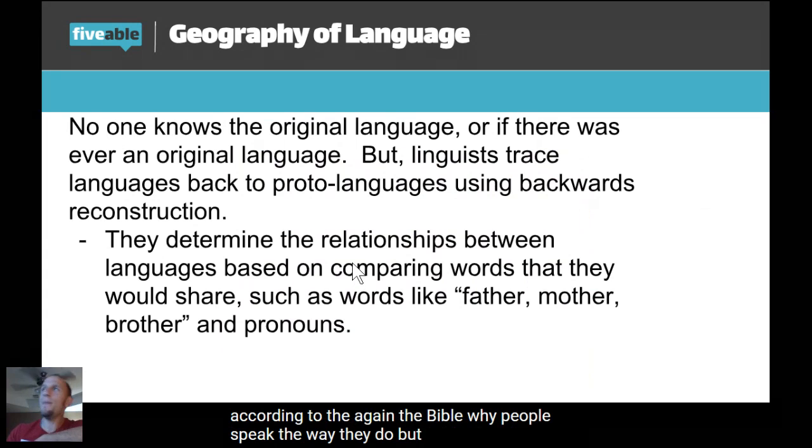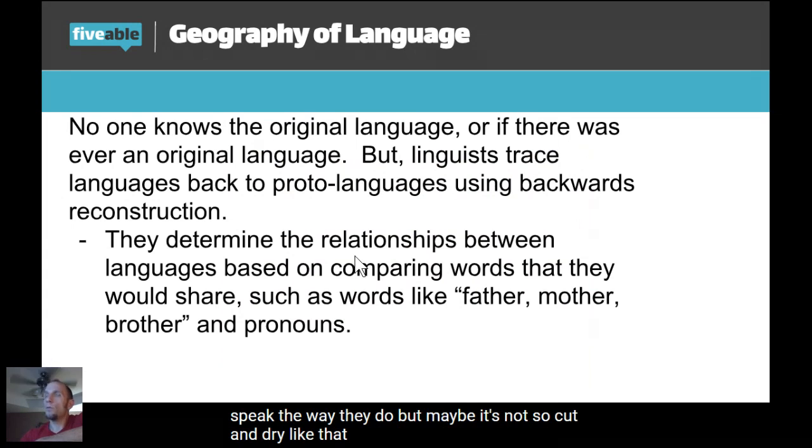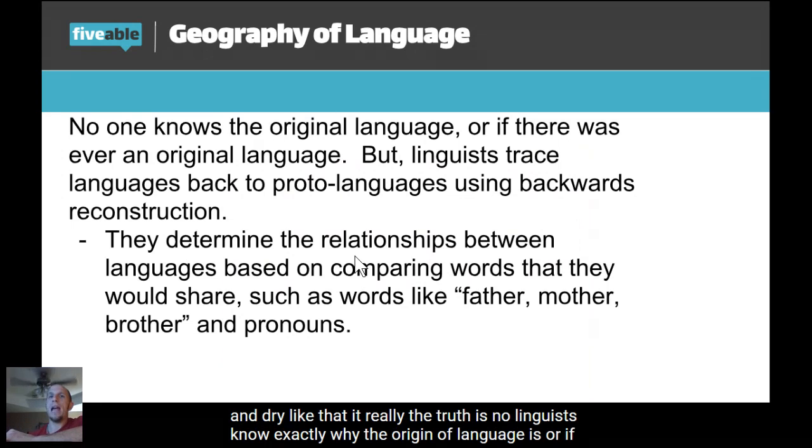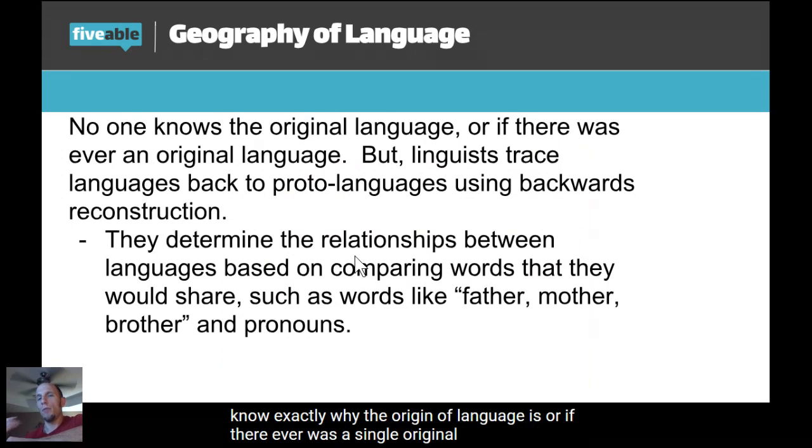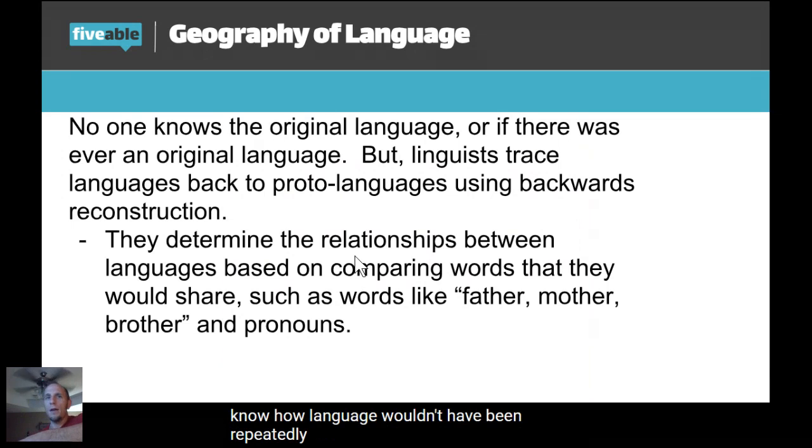But maybe it's not so cut and dry like that. Really, the truth is, no linguists know exactly what the origin of language is, or if there ever was a single original language. Personally, I don't know how language wouldn't have been repeatedly reinvented by individuals again and again and again.